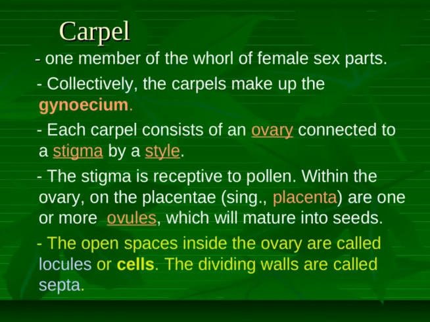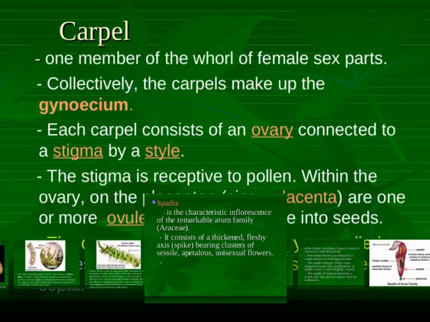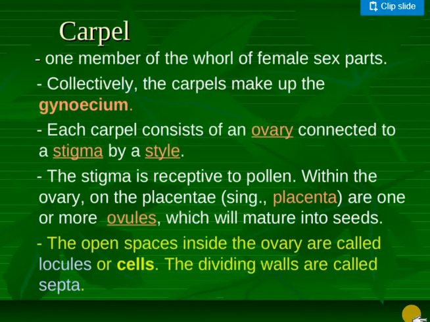Now let's move on to carpels. Carpels are the unit of gynoecium. Each carpel has an ovary, style and stigma. Ovary is the portion which bears ovules. Style is the filament-like part. Stigma is the tip portion which is receptive for receiving pollen grains. Within the ovary, placenta are present to which ovules are connected. The internal cavities or spaces within an ovary are called locules.